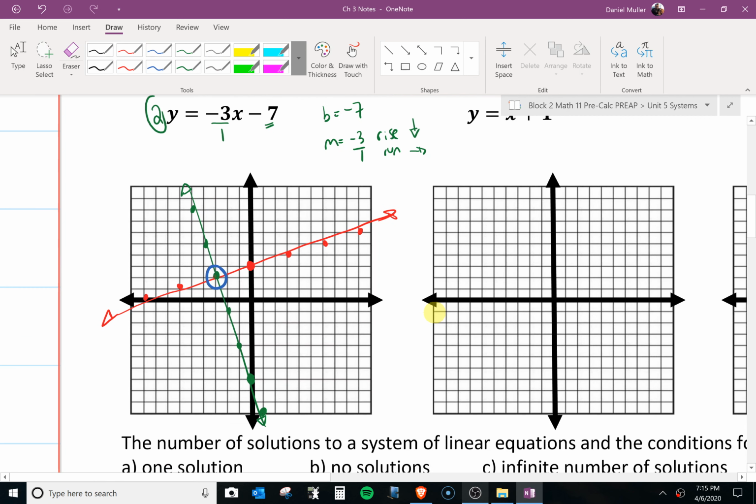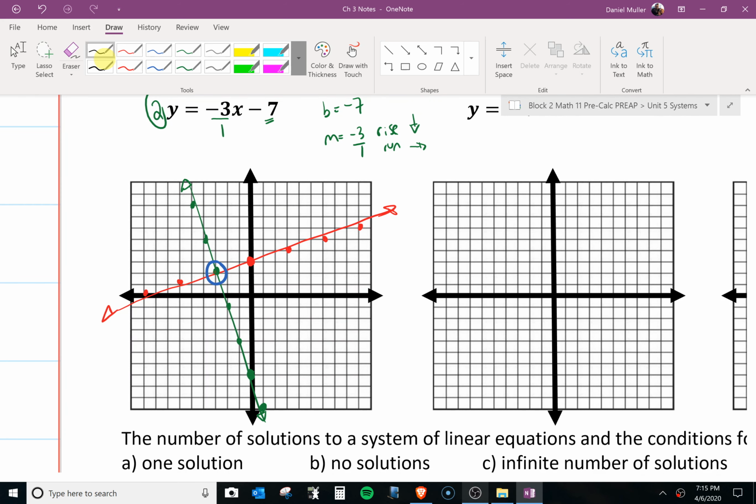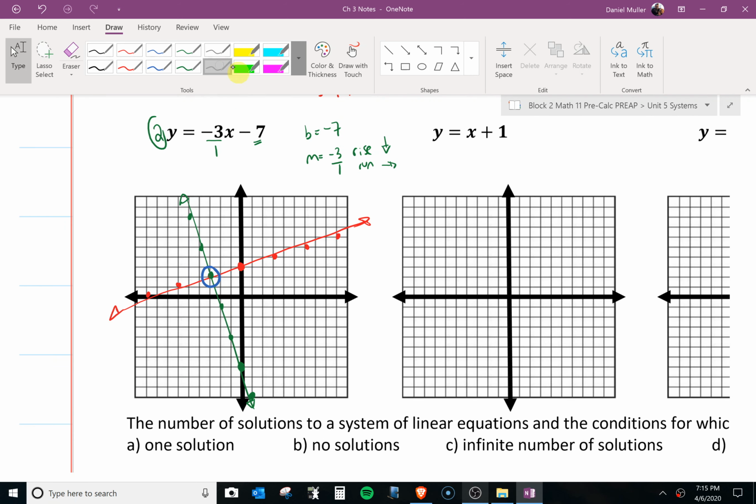And so what we need to know is the x value here. So 1, 2, 3 in the negative x direction, and then 1, 2 up. So our answer is -3 to the left and 2 up. That is our x, and that is our y.